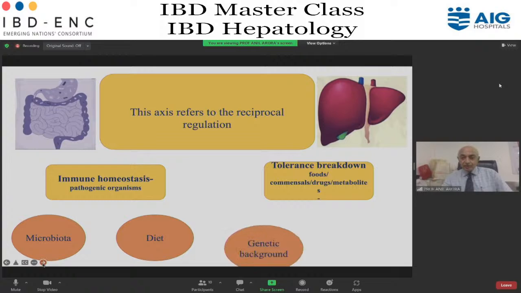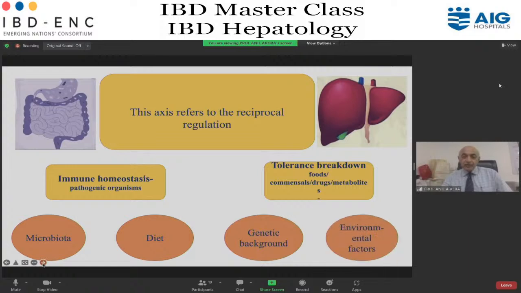The common all is guided by a combination of factors determined by the type of the gut, the type of the diet, the basic genetic background, the RNA and DNA, and finally, the environmental factor.